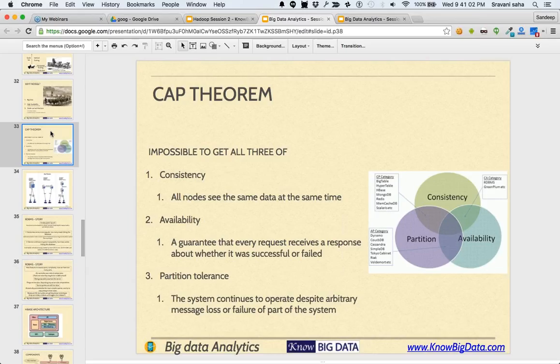Third is partition tolerance. Partition tolerance is about the partitioning of your network. What does partitioning of the network mean? In case your network has some nodes that are going down, or some nodes that are getting disconnected from the rest of the nodes, that's partitioning. How partition tolerant is your system? No system in the world can guarantee partition tolerance along with the other properties. So these are the three things.